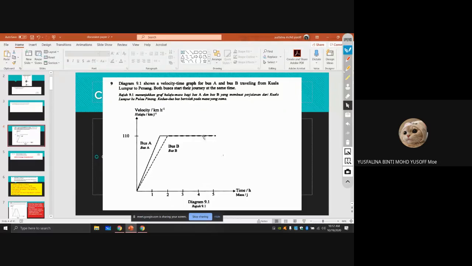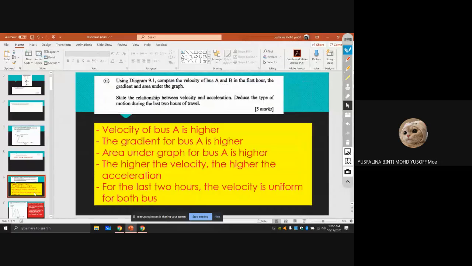So it means the velocity is constant, or you can say it has zero acceleration. You can put zero acceleration here, or you can say the velocity is uniform. Both are acceptable. So this is the answer.